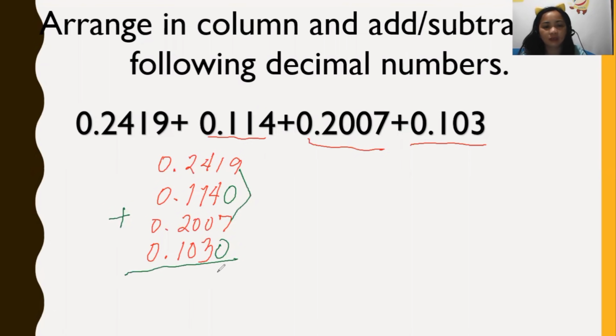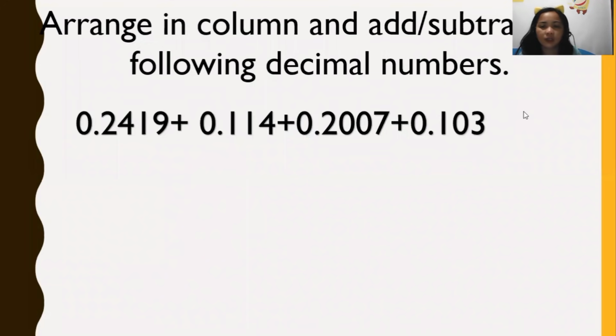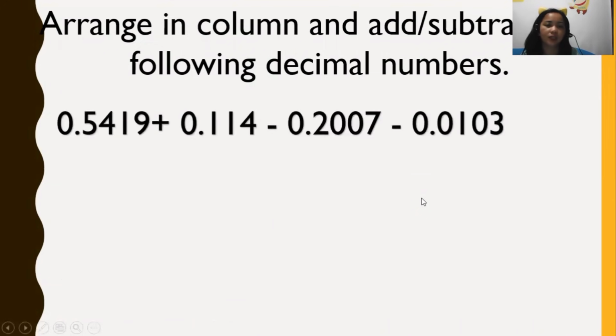We have 9 plus 7 is 16. 1 plus 4 is 5 plus 3 is 8 plus carry 1 is 9. Then we have 4 plus 1 is 5. Then we have 2 plus 1 is 3 plus 2 is 5 plus 1 is 6. And then align the decimal point. We have 6,596 ten thousandths. So let's go to the next given.